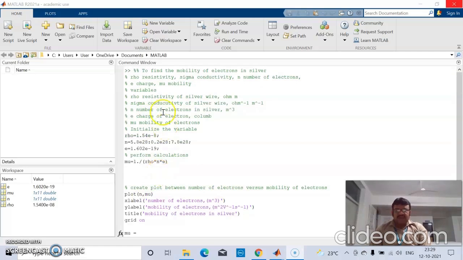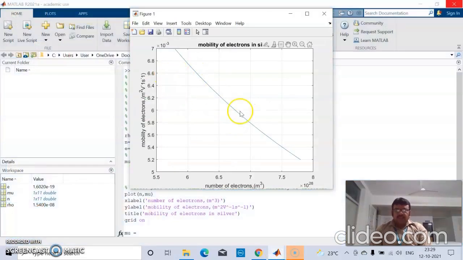So these are the codes that we use to find the mobility of electrons in silver and to plot the graph between mobility and number of electrons in a given silver wire. In the graph, you can see that the mobility of electrons decreases as the number of electrons increases. This is the conclusion we have arrived at, and if you verify the mobility value, which is found to be 6.9 for 5.8, it agrees well with the graphical value. These are the various mobility values for the various n values given on the x axis. Thank you.